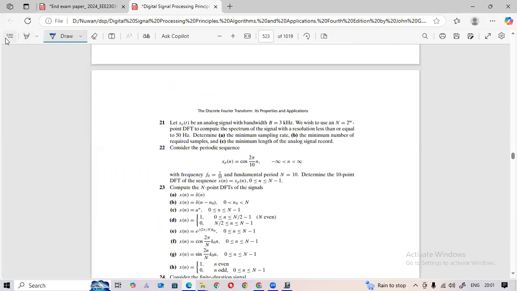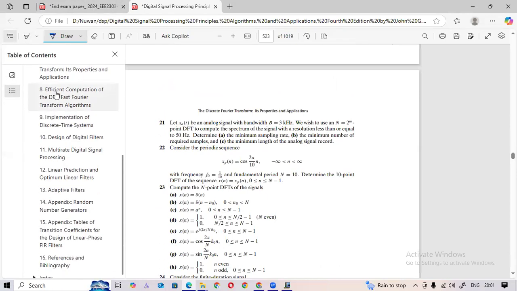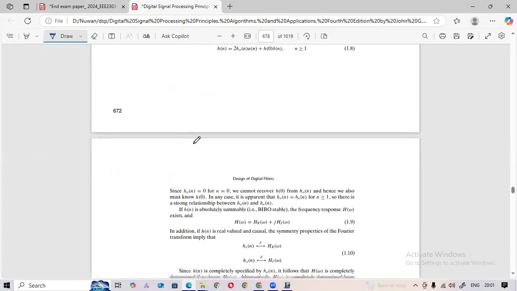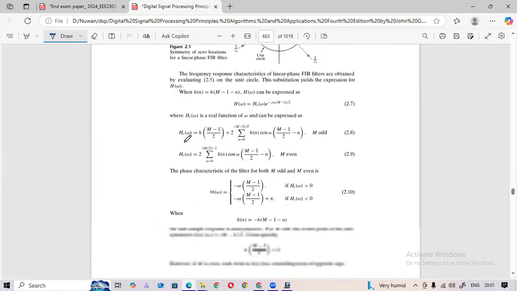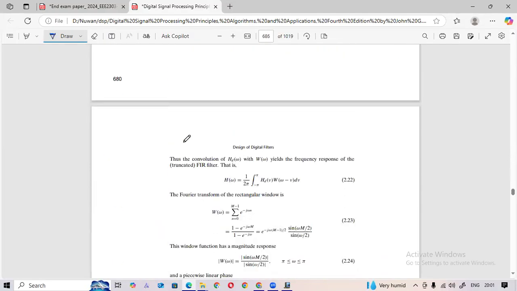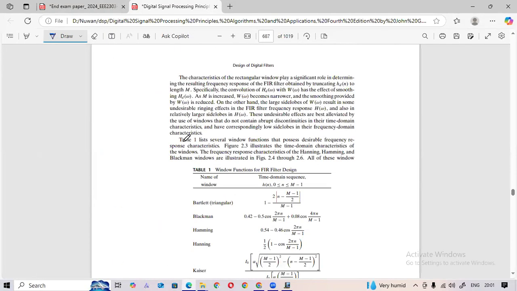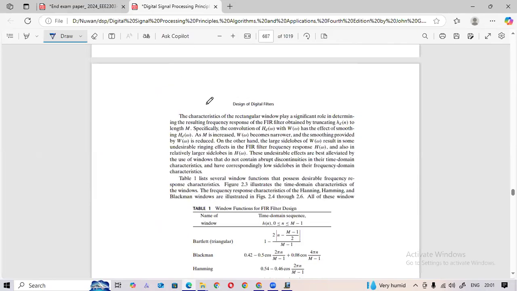Question 4, the whole question, is related to digital filter design. Actually, FIR filter design using the window method. Okay, so the window method is not much difficult. In window methods, normally you will be given a frequency response of the filter, H(omega). So this is the frequency response.